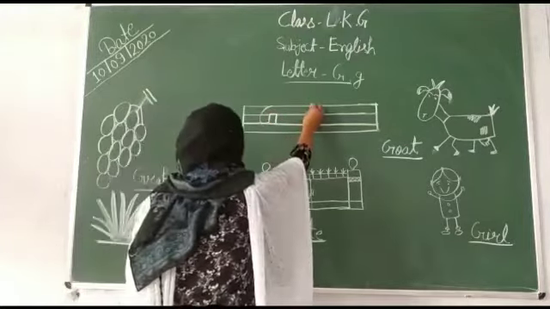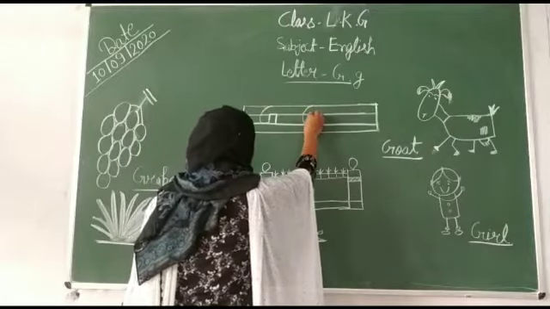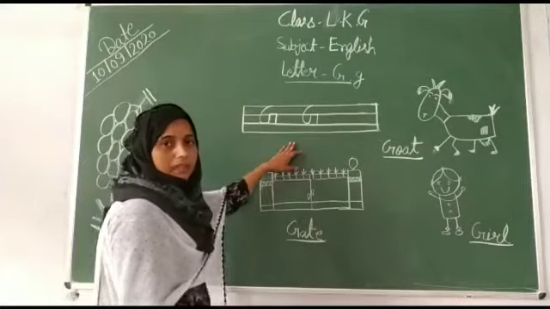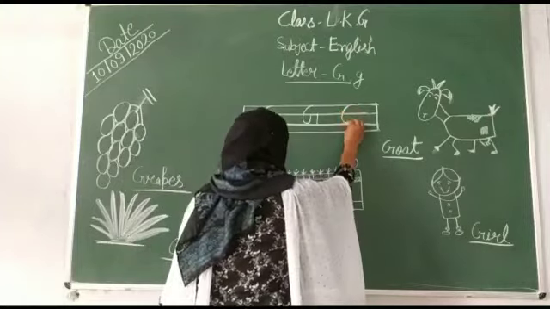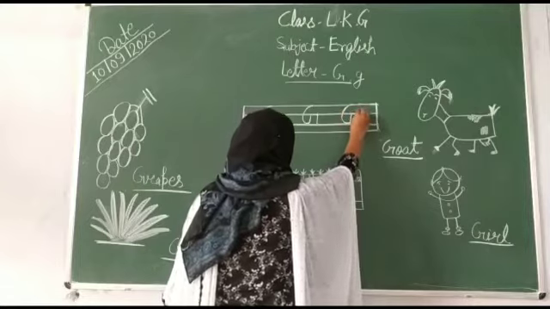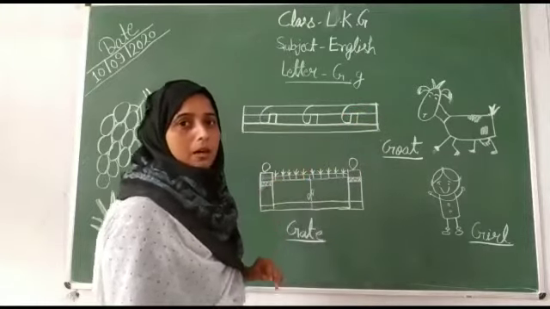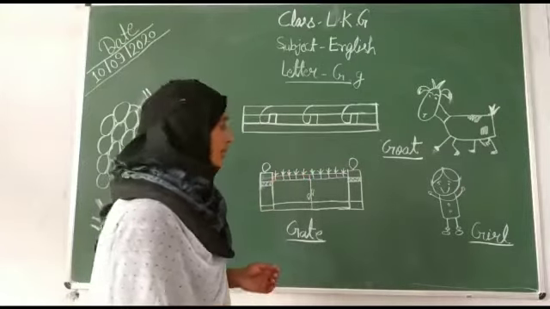Now repeat again: one curve and a standing line, one sleeping line and another standing line, which make a G. Okay. Now repeat again: one curve and a standing line, one sleeping line and one standing line, which make a G. Okay. Now we will learn the words of letter G.